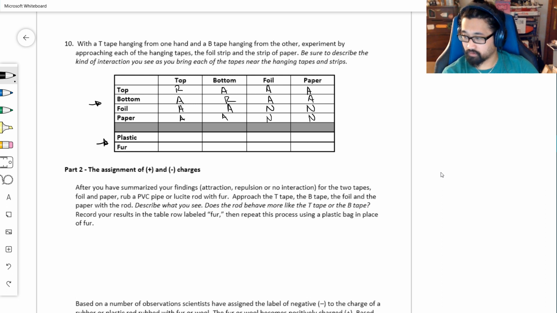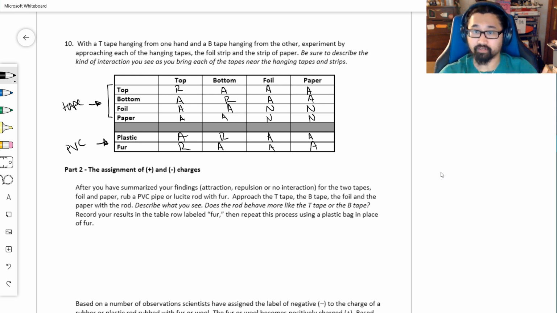This section was with the tape. This section was with the PVC. This was a very clear attraction here. All those were attract. Let me think. The plastic. I'm trying to remember what I did in class now. I think it was attract, repel, repel, attract. I think that's what it's supposed to be, but I don't remember exactly. It's been a minute.